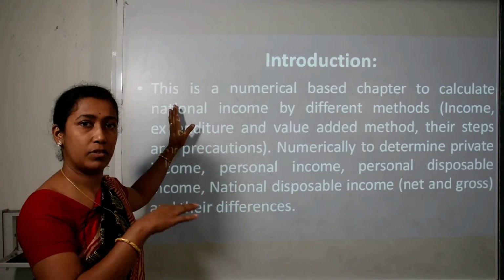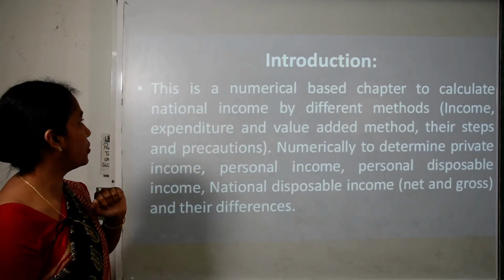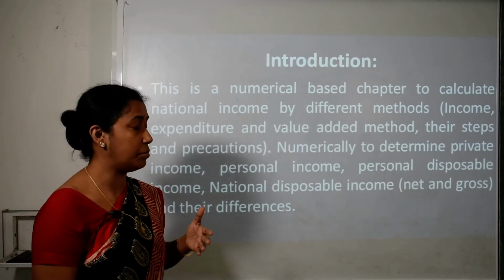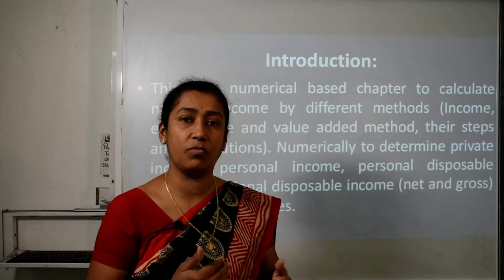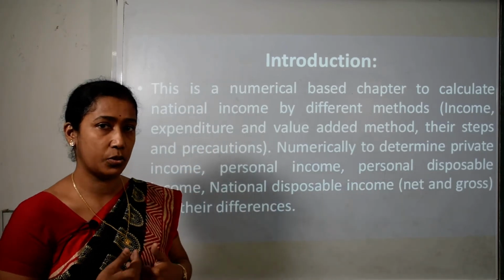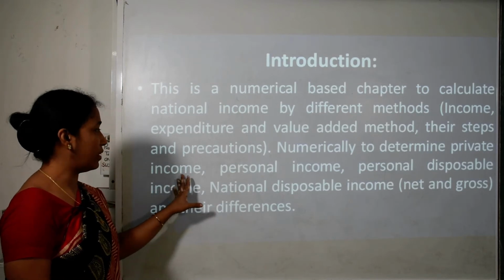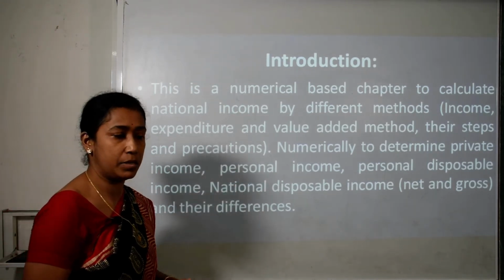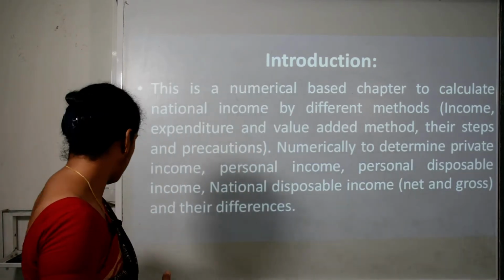Now before starting we must go through the introduction. This is a numerical based chapter to calculate national income by different methods. It can be the income method, the value added method, or the expenditure method, and there are certain steps involved in all these 3 methods to calculate national income. Numerically, to determine private income, personal income and all these, there are certain differences. That means we need to understand the meaning of net and gross for this.